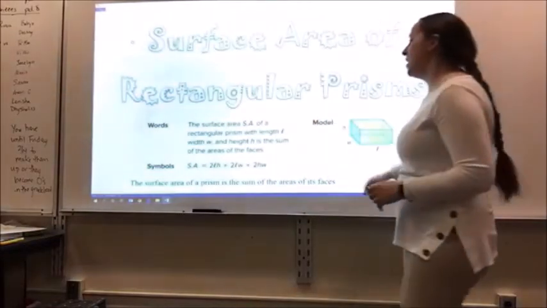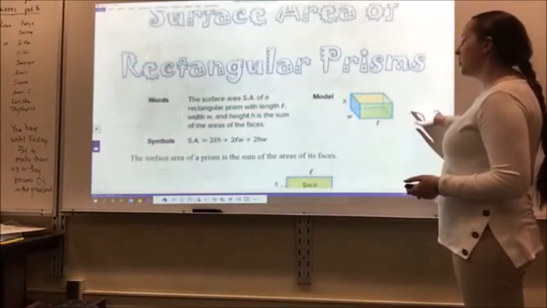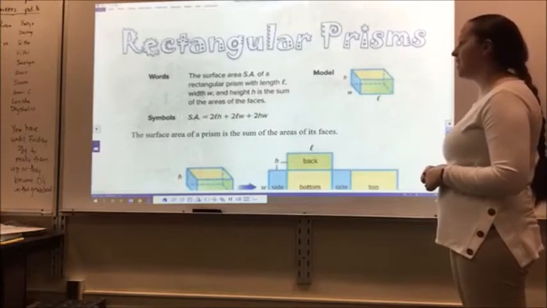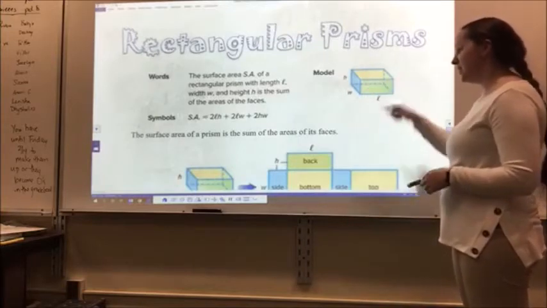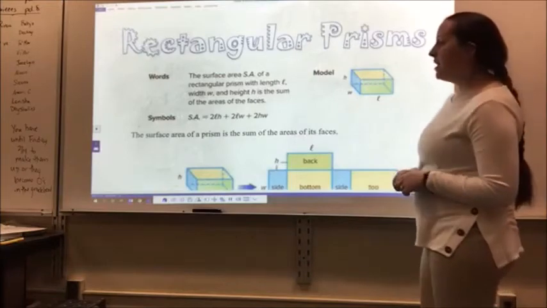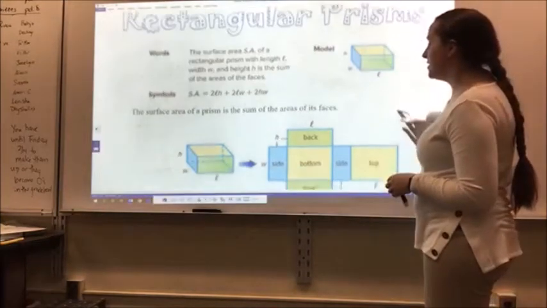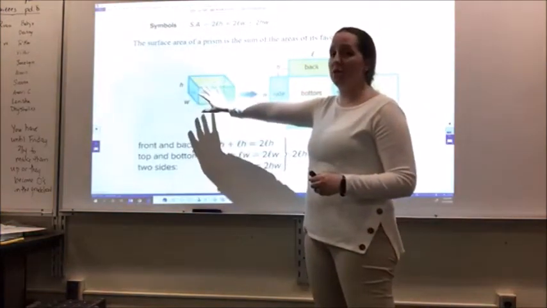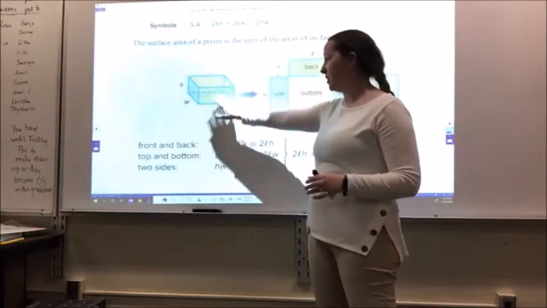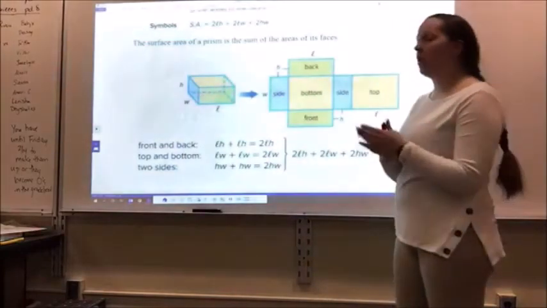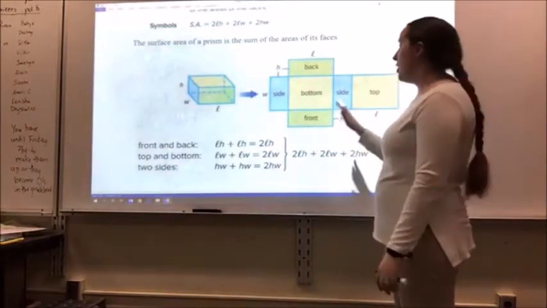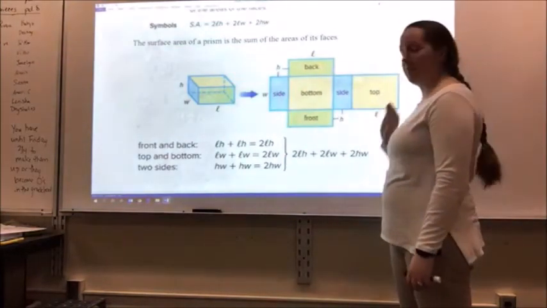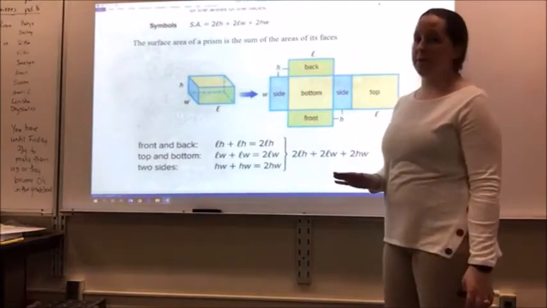So the surface area, or S.A., of a rectangular prism with length L, width W, and height H is the sum of the areas of its faces. So I add each of these together. Okay? So the surface area of a prism is the sum of the area of its faces. You can see what I basically did was I took this box, this prism, and I broke it down and I drew it out. Any rectangular prism is going to have a side, a bottom, a back, a front, a side, and a top.